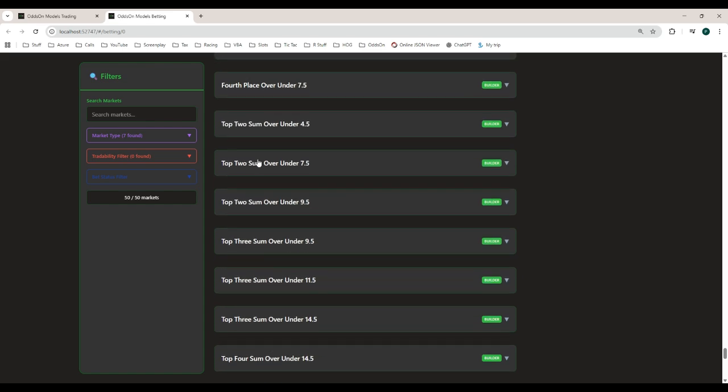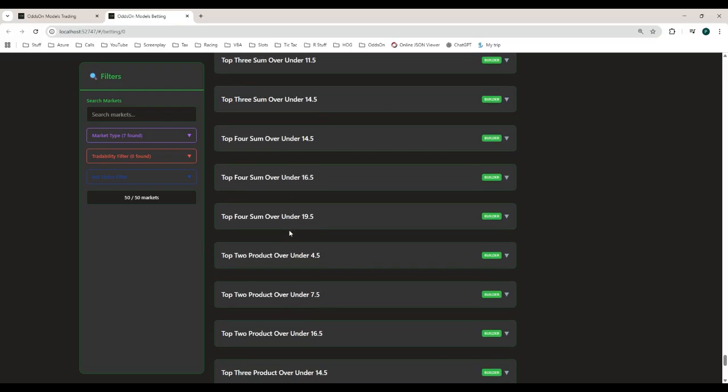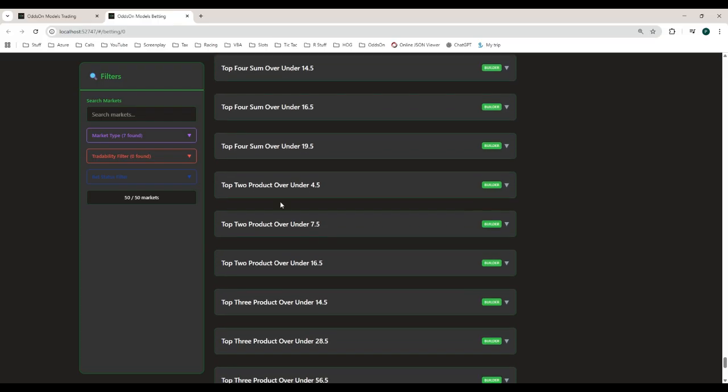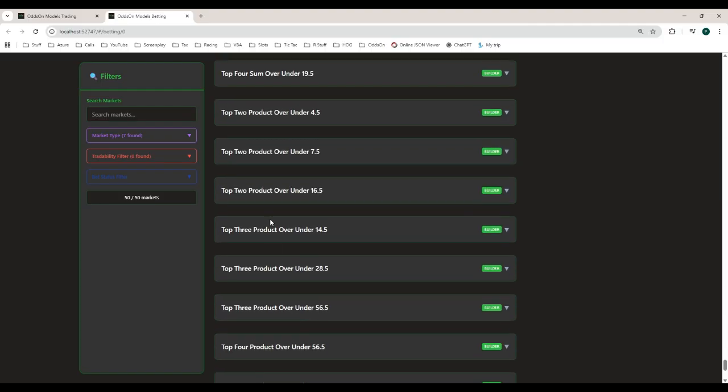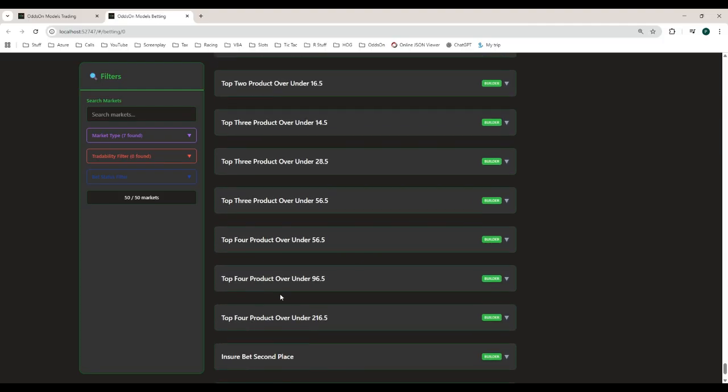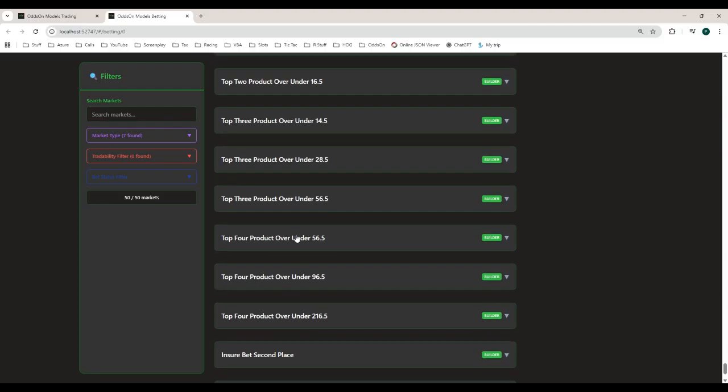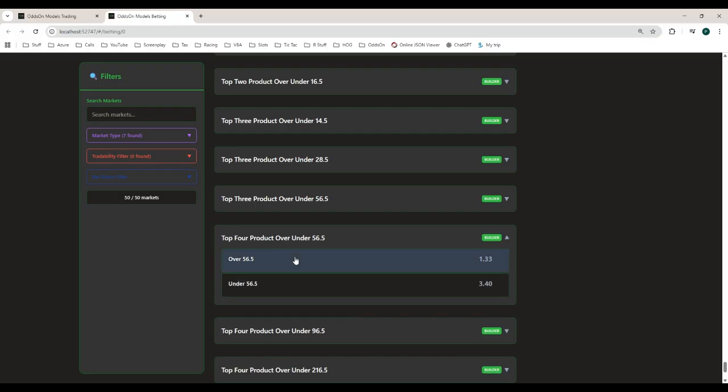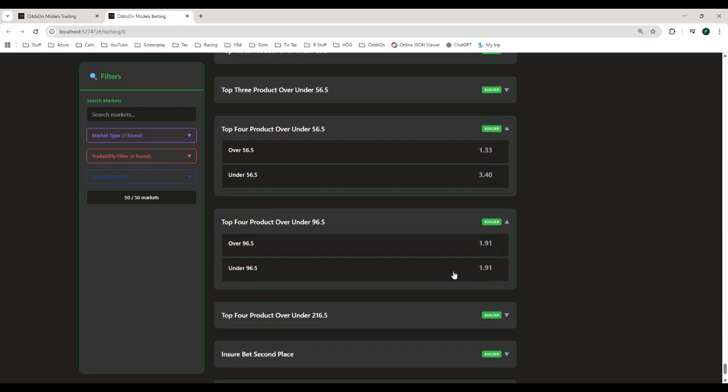We've also got some funky ones, like you can add up top 2, 3, 4 places, and you can even do stuff like the product, so which is first times second times third, and these have quite high numbers: first times second times third times fourth. The 50-50 line here, and look, it's almost exactly 50-50, is 96.5. This number can be very big.